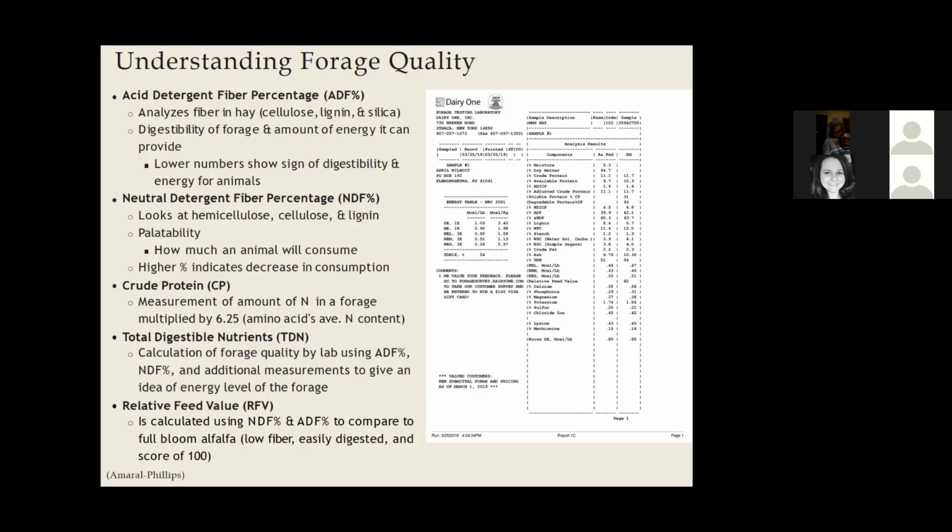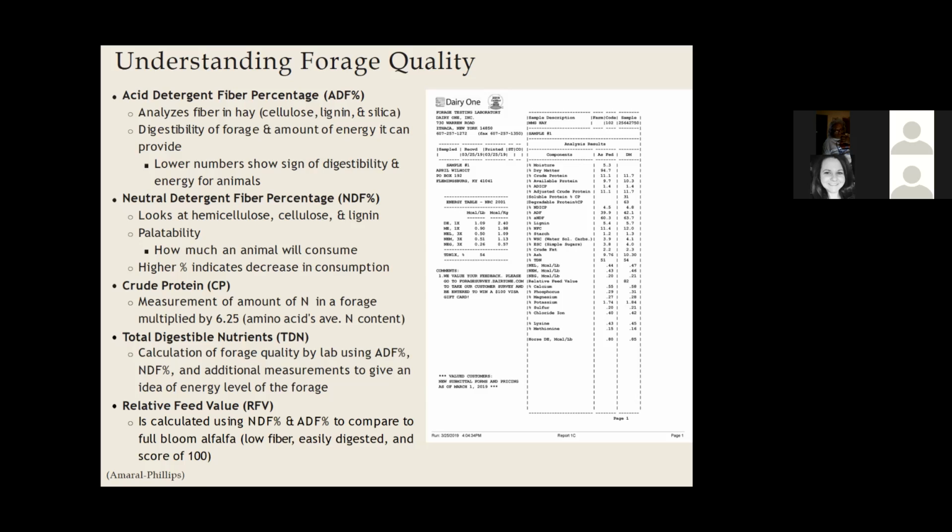It's going to decrease the amount of nutrients they get in two ways: by eating less and by having less energy. So neutral detergent fiber refers to how much they can eat. Acid detergent fiber refers to how much energy the product has. Crude protein, that is a measure of the amount of nitrogen in the forage, and it's the amino acid average nitrogen content. And so crude protein, we have quite often two measures for protein.